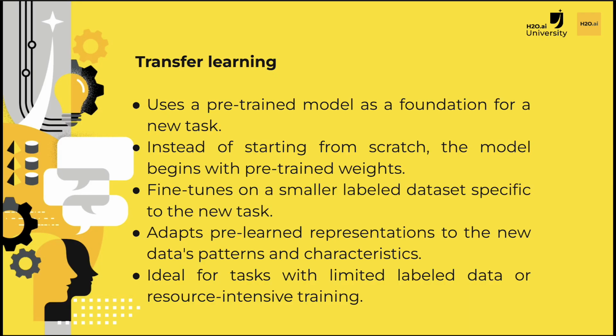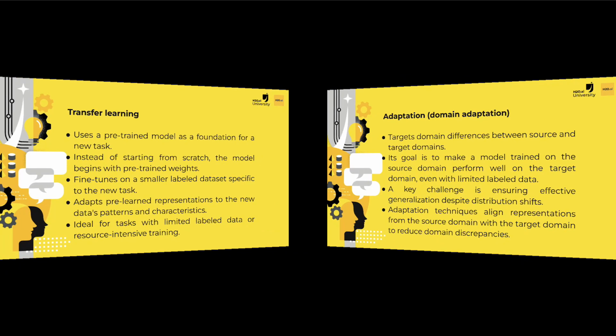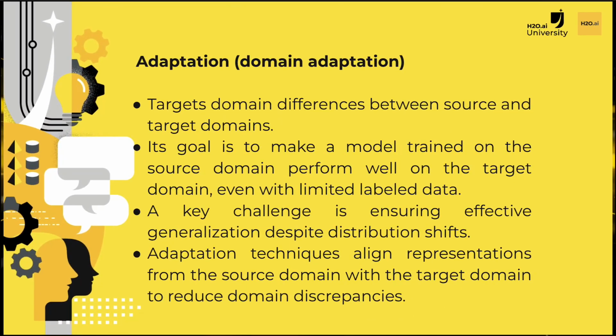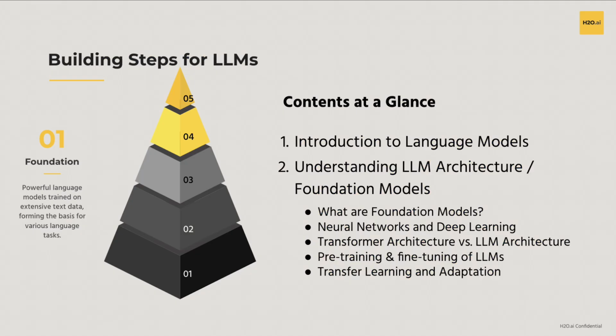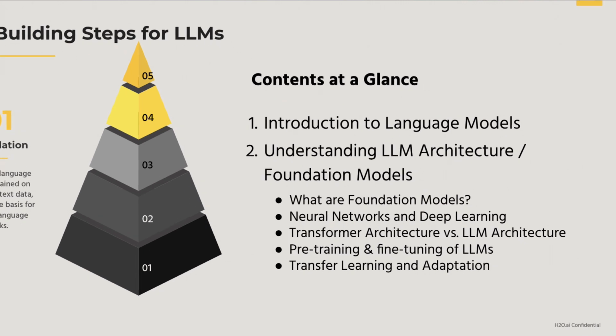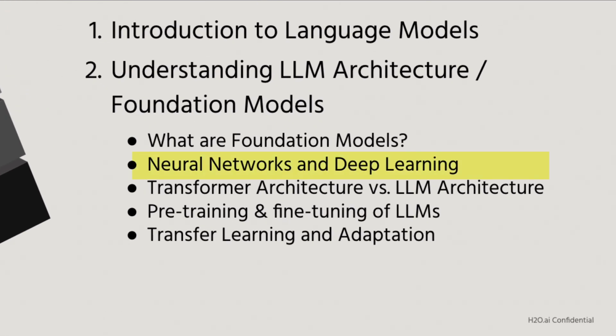Lastly, we discussed transfer learning and adaptation, which enable models to leverage knowledge from one task or domain and apply it to another, saving training time and resources, especially when labeled data is limited. Adaptation techniques address domain differences, allowing models to generalize well to new domains despite distribution shifts. To put it concisely, this class has established the foundational principles of modern language models, covering crucial concepts in neural networks, the transformer architecture, pre-training, fine-tuning of language models, transfer learning, and adaptation.